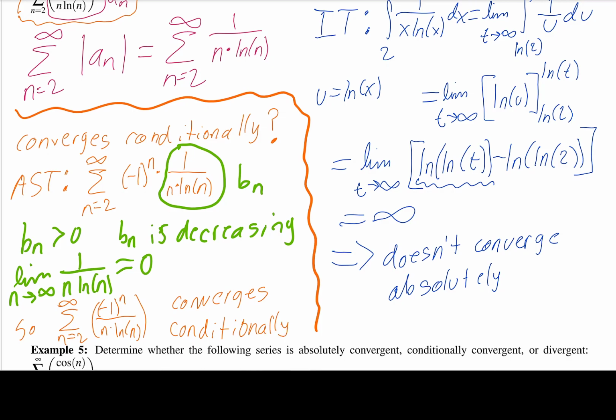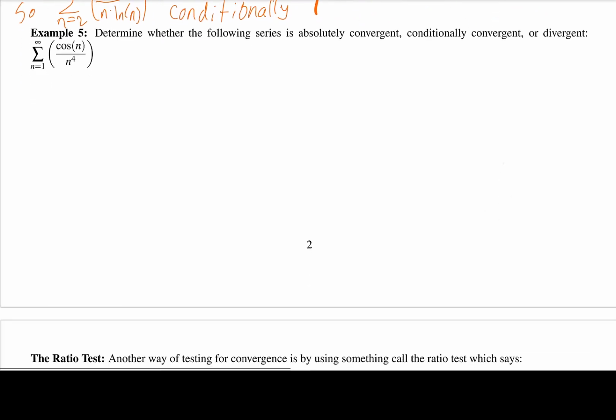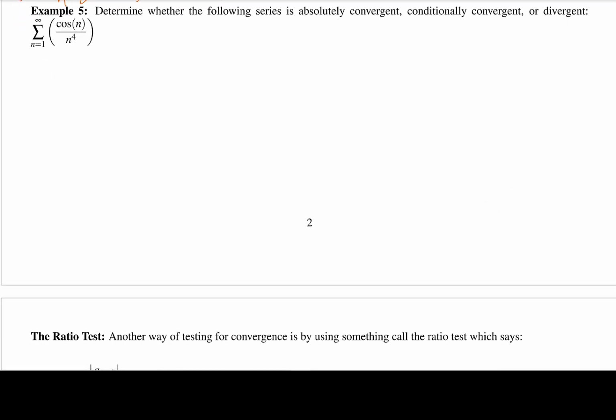All right, so now let's take a look at example 5. For example 5, the first thing I want to note is that I cannot do the comparison test on this, right? If I'm trying to solve for the convergence or divergence of this series right here, I can't do the comparison test because sometimes our cosine function is negative, which means that our terms won't be strictly positive.